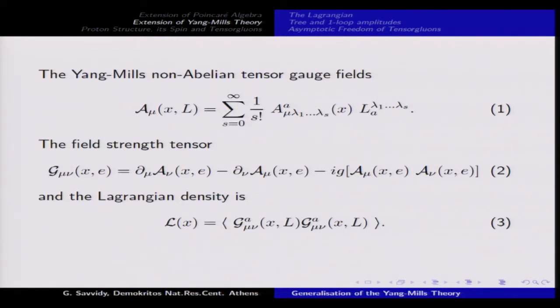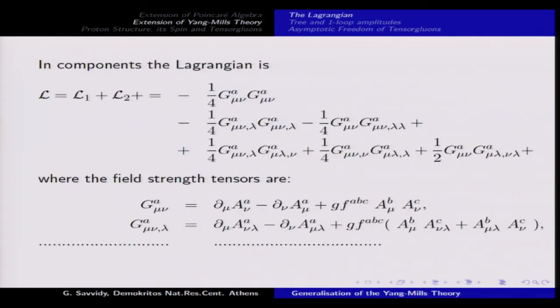And then we will build the field strength tensor in a standard manner, and we will build the Lagrangian in this way, because we have the Killing form ready, so we can calculate the Lagrangian. So the Lagrangian and the field strength tensors look like you see here. This is the standard formula of Yang-Mills.